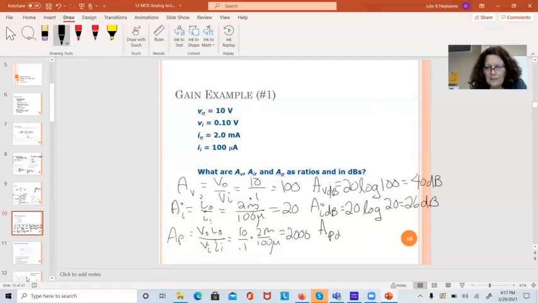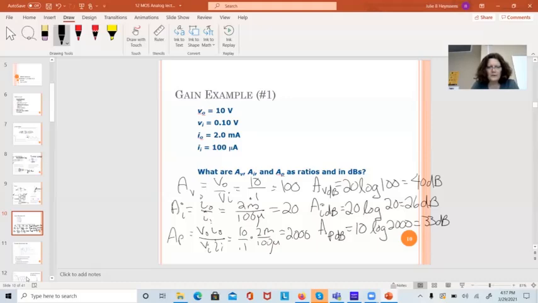AP in dB, the formula is different. It's actually 10 log of the gain, and this comes out to be 33 dB, which is exactly half of what you get if you added the current and the voltage gain together.